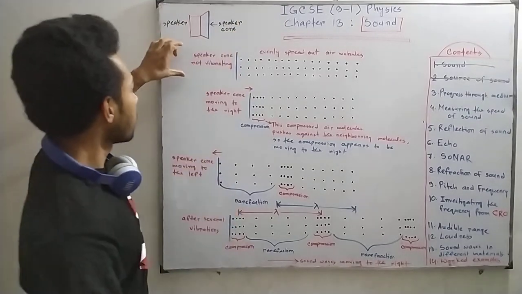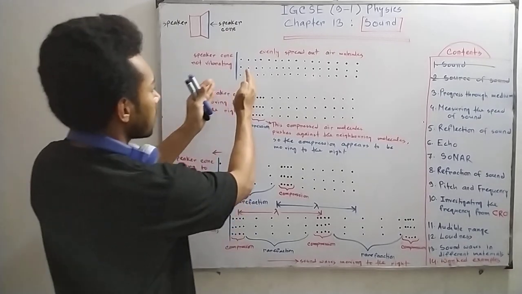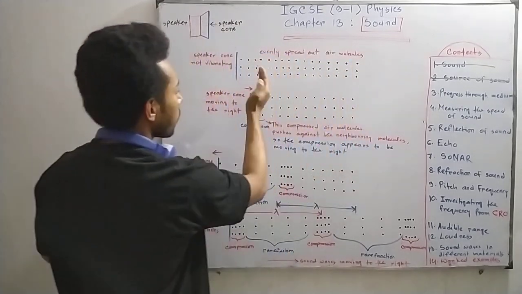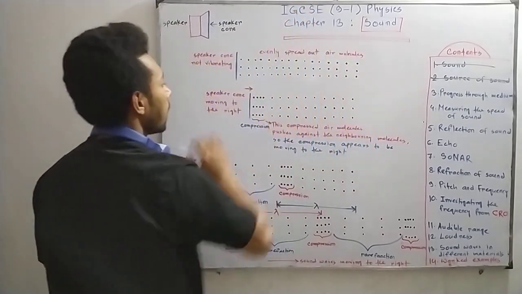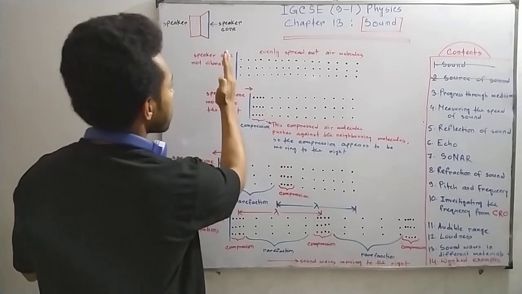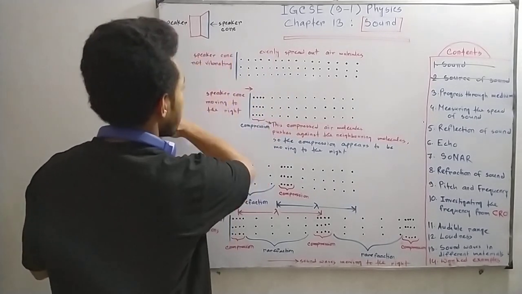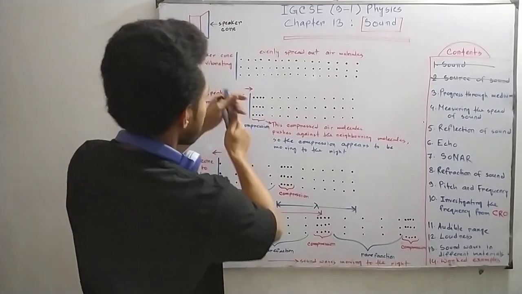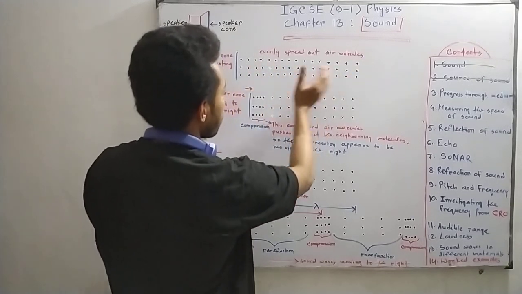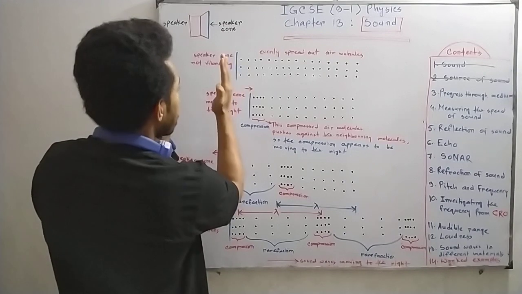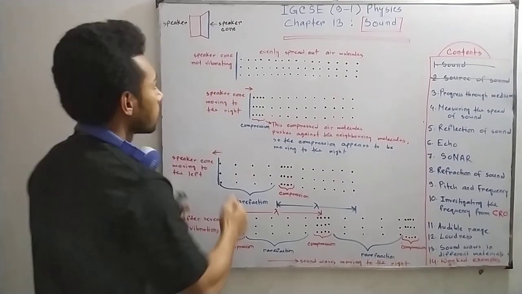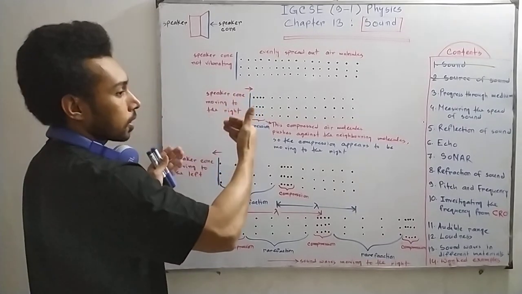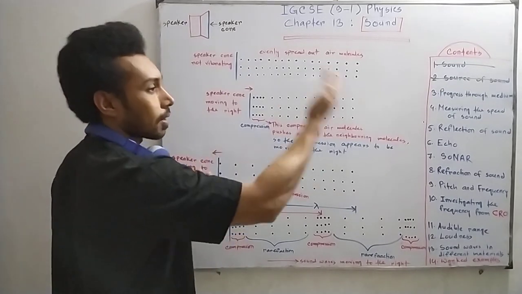Before the paper cone vibrates, the speaker cone is not vibrating. Consider these are air molecules, evenly distributed. Look at the diagram: air molecules evenly distributed, and when the paper cone vibrates, it vibrates to and fro, that means from right to left. Before the paper cone vibrates, the air molecules are evenly spread out. When the speaker is turned on, the speaker cone vibrates.